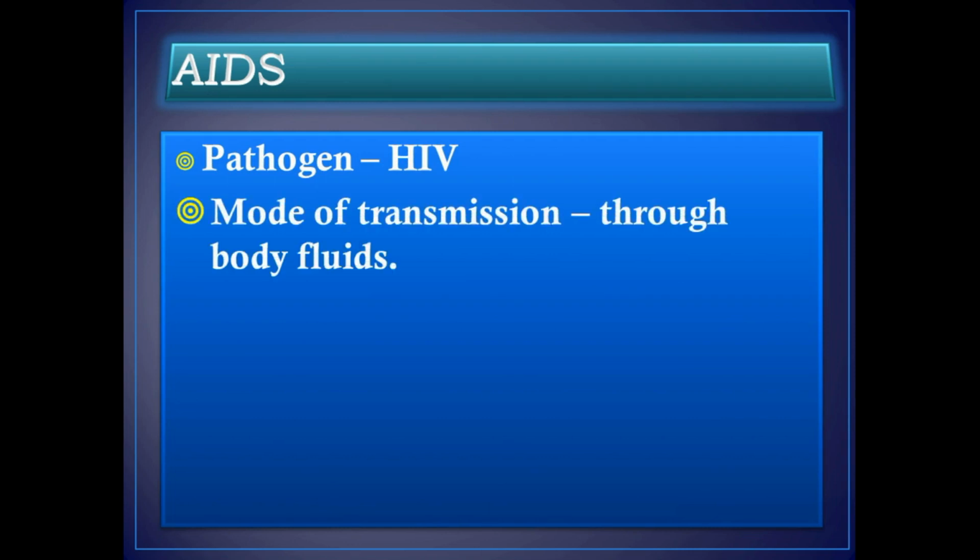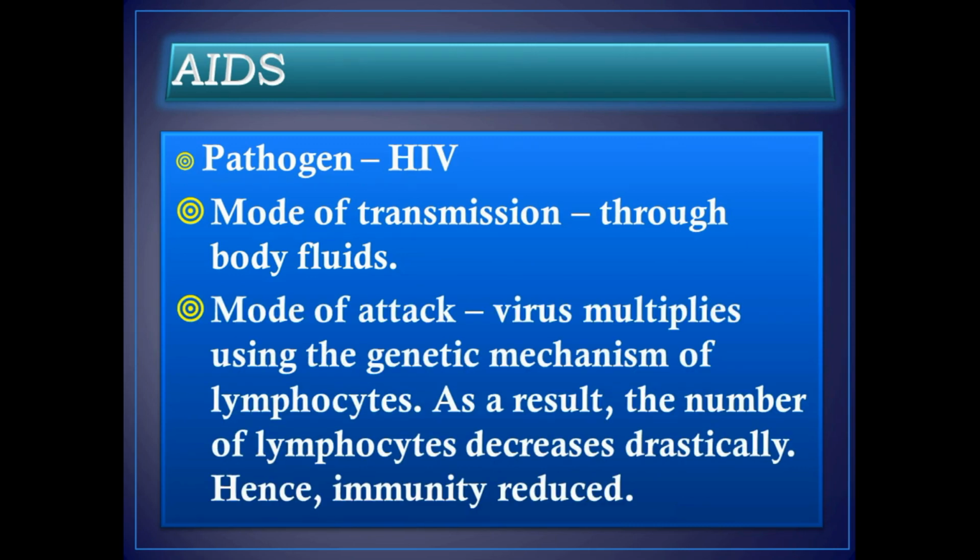Moving to the next viral disease, AIDS. AIDS means acquired immunodeficiency syndrome. AIDS is the abbreviation. The expansion is acquired immunodeficiency syndrome. The pathogen that causes AIDS is HIV, human immunodeficiency virus. Mode of transmission is through body fluids, that is mainly through blood.